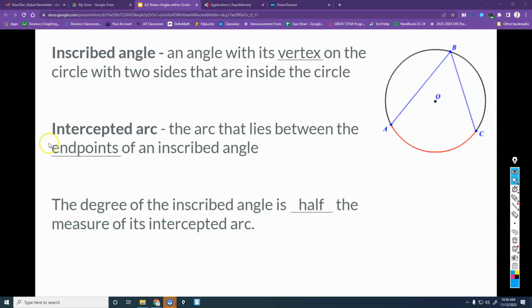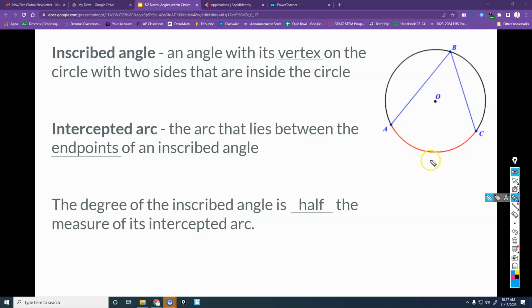So the intercepted arc is the arc that lies between the endpoints of the inscribed angle. So for angle ABC, the intercepted arc would be AC here. So this is what you need to know for this. The degree of the inscribed angle is half the measure of its arc.